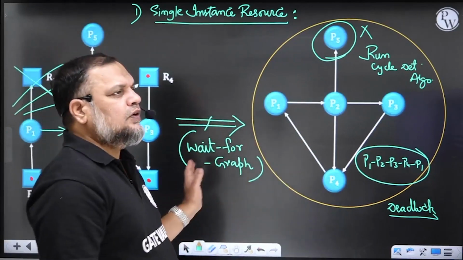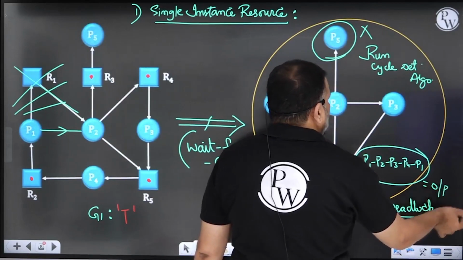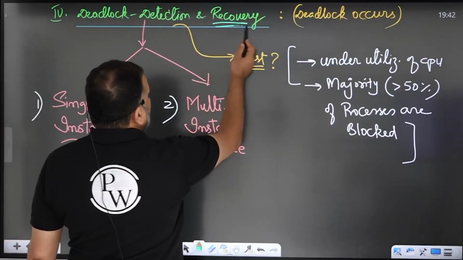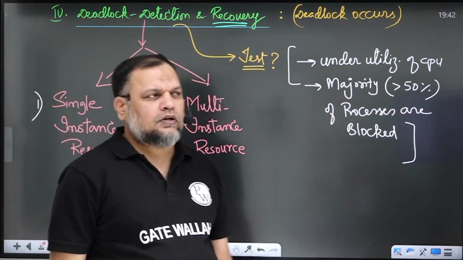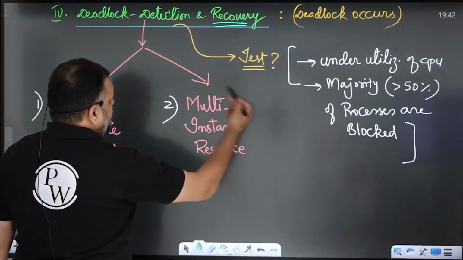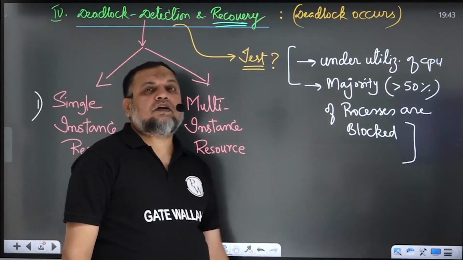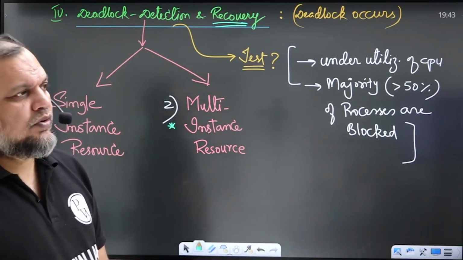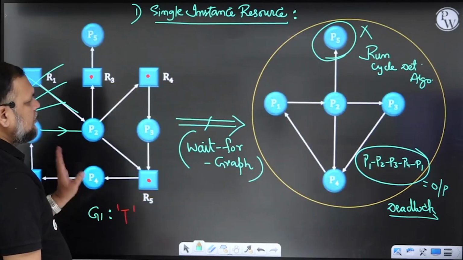So the output of this algorithm is the deadlocked processes. These deadlocked processes will go as input to the recovery module to recover the system. How? We shall see shortly. But before studying recovery, we need to understand multi-instance resources. How to detect deadlock when I have resources with multi-instance? So let us see that. Hope this point is clear. It's a very simple algorithm.